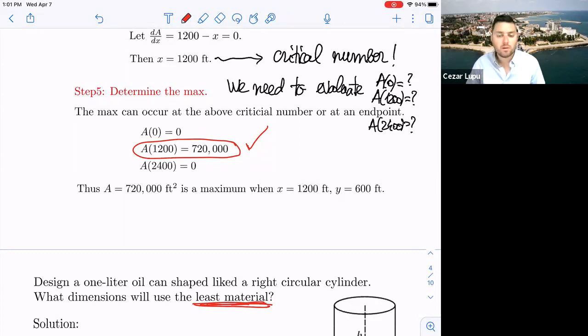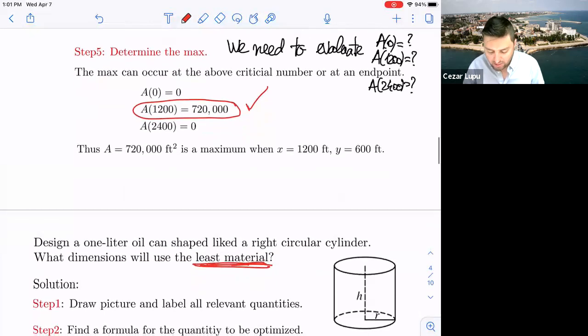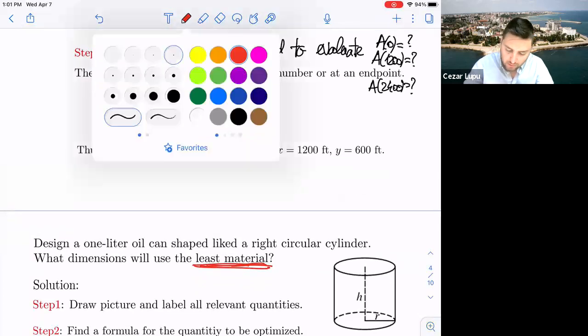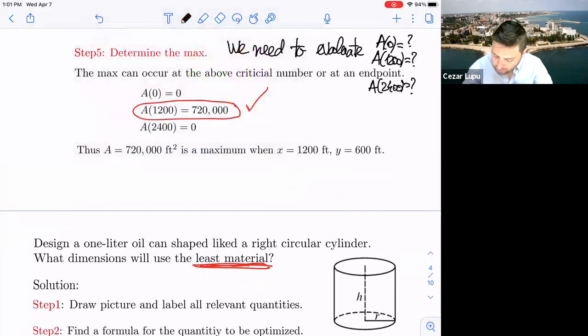So let's draw a picture. This is the cylinder. You see it here, right? A circular cylinder. It has a height, as you can see. This is the height here, h, right? And the radius of the base, which is a circle, is r.